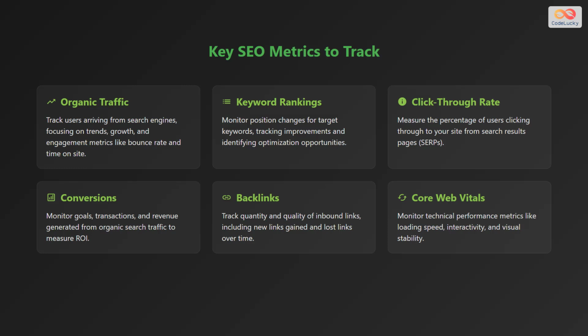Third, click-through rate. Measure the percentage of users clicking through to your site from search results pages, also known as SERPs. Fourth, conversions. Monitor goals, transactions, and revenue generated from organic search traffic to measure return on investment. Fifth, backlinks. Track quantity and quality of inbound links, including new links gained and lost links over time. And sixth, core web vitals. Monitor technical performance metrics like loading speed, interactivity, and visual stability.